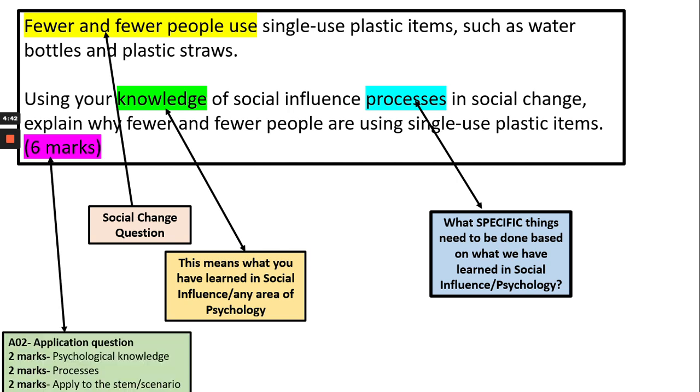And finally, 6 marks. Very importantly, when you see the marks in any question, you need to break it down. You need to look at the question and ask, what do they want me to do? How do they want me to break it down? So already I know it's an AO2 application question. I'm going to get 2 marks for the knowledge bit, 2 marks for talking about the processes, and 2 marks for applying it to the scenario. In this case, it's about single-use plastic items. That's how I'm going to break it down to make sure I get my full 6 marks.